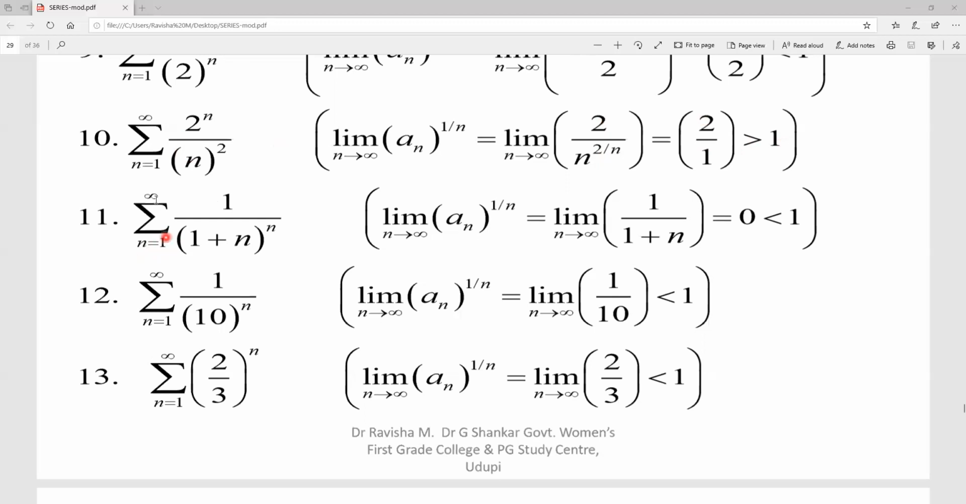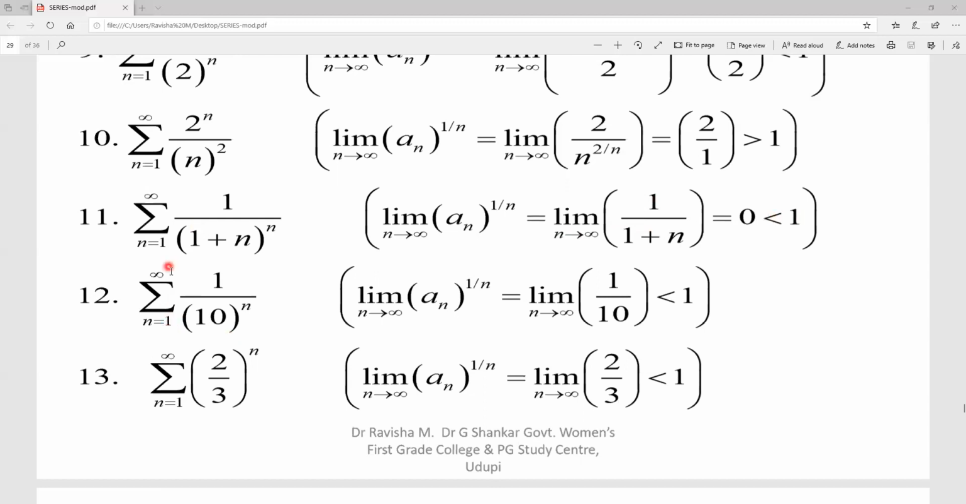Next, sum from n equals 1 to infinity of 1 by (1 plus n) whole power n. This series again has the power n, so the root test is appropriate here. Limit as n tends to infinity of a_n to the power of 1 by n: a_n is 1 by (1 plus n) whole power n, and the power n and the power 1 by n get cancelled. Only the remaining term is left, and when n tends to infinity, this goes to 0. So that is less than 1. Therefore the series is convergent by the root test.